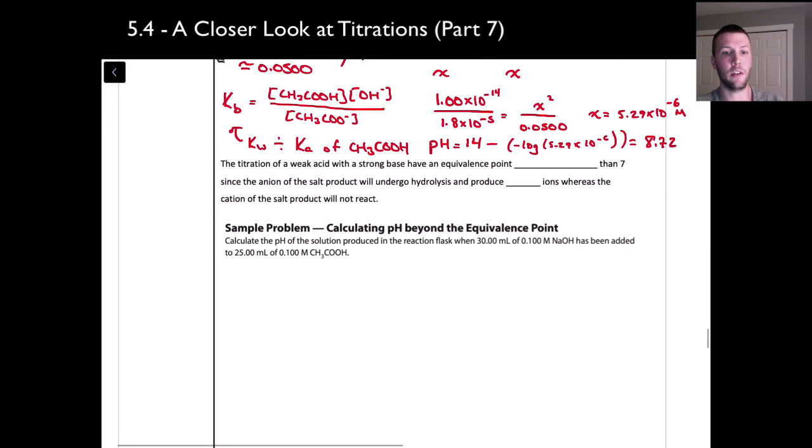For a titration involving a weak acid with a strong base, the equivalence point is going to be greater than 7, since the anion of the salt product will undergo hydrolysis and produce hydroxide ions.